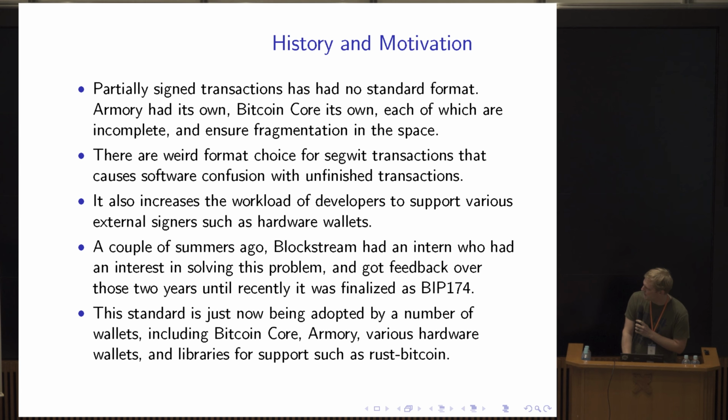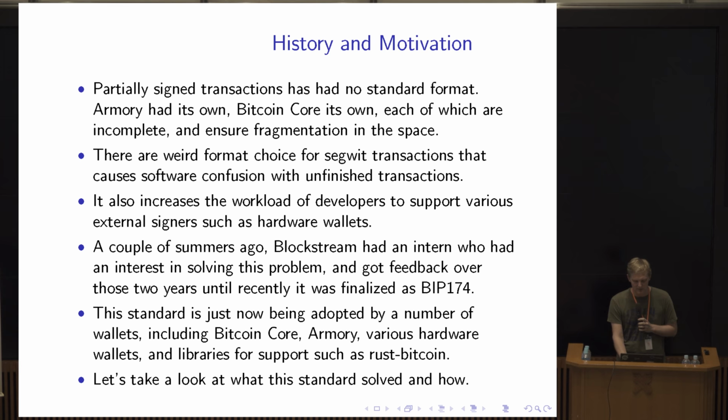So the Coinkite cold wallet, I believe it's Coldcard wallet, basically just takes a PSBT file, signs it, and hands it back to the user. So they use that natively. And there are other libraries that now have support for it, such as Rust Bitcoin and others. So let's just take a look at what this solves.